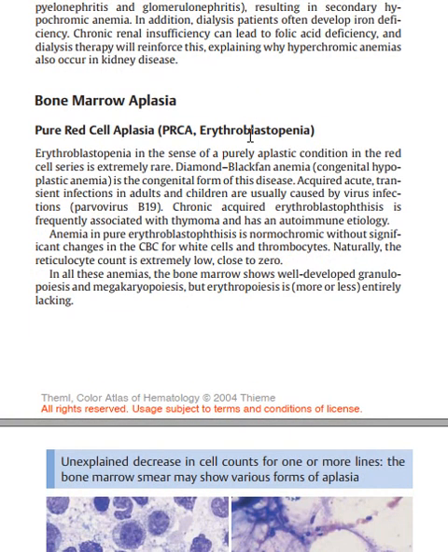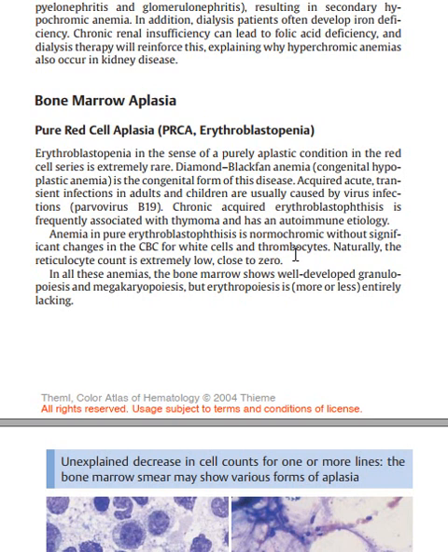So erythroblastopenia is a purely aplastic condition in the red cell series, and is extremely rare. Is it clear? So we have what is called Diamond-Blackfan anemia, which is a congenital hypoplastic anemia. In this case, with Diamond-Blackfan anemia, you are born with an erythroblastopenia. Your erythroblasts do not produce the red blood cells. Is it clear? That's called Diamond-Blackfan anemia, which is a congenital form of this disease.